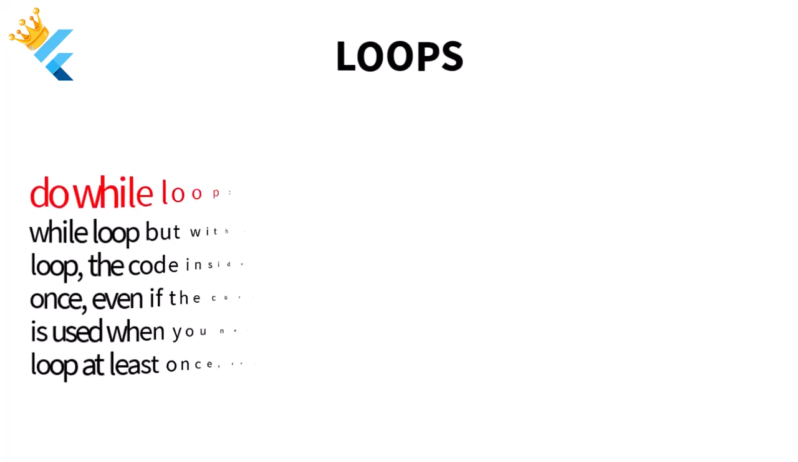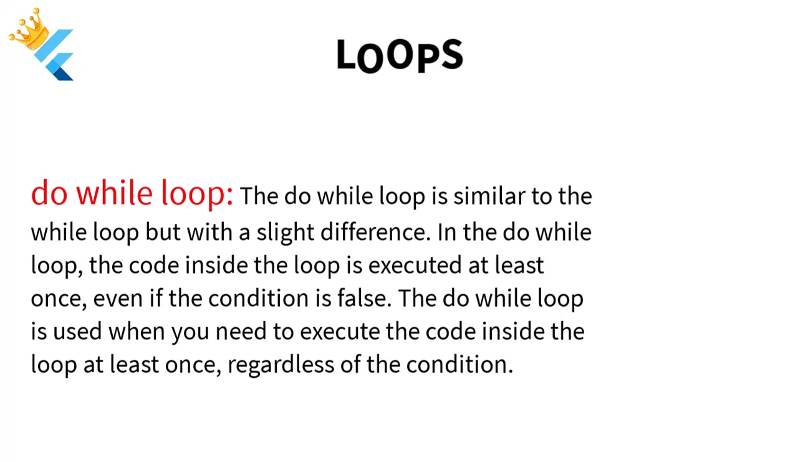The do-while loop is similar to the while loop but with a slight difference. In the do-while loop, the code inside the loop is executed at least once, even if the condition is false. The do-while loop is used when you need to execute the code inside the loop at least once, regardless of the condition.